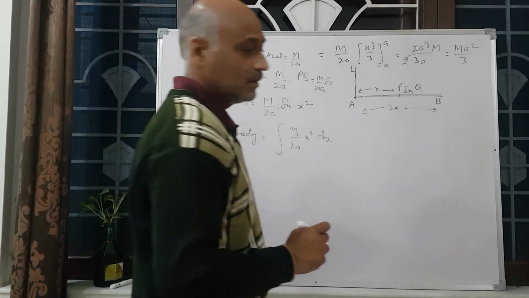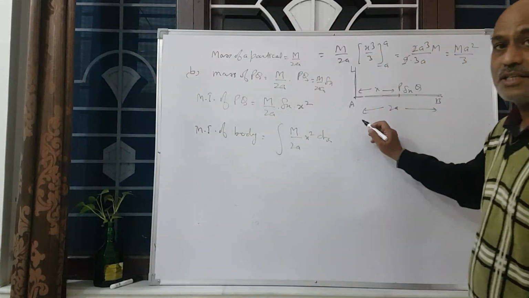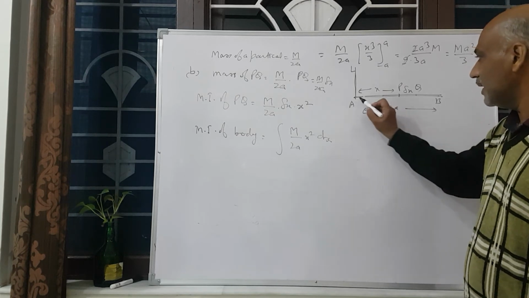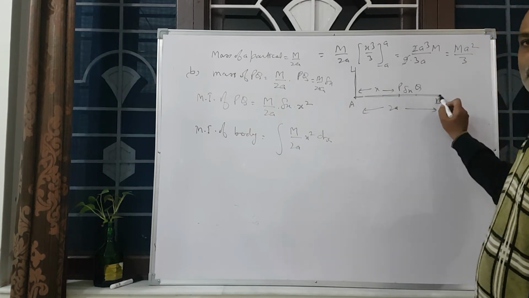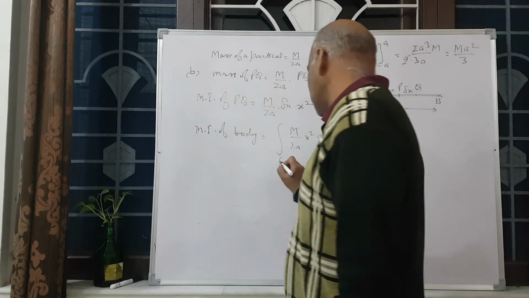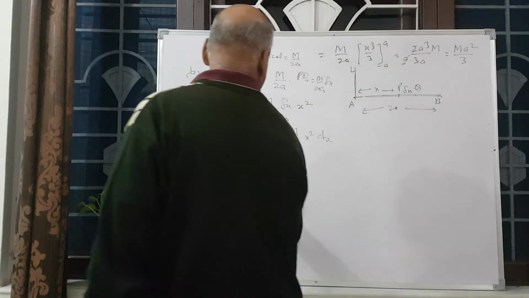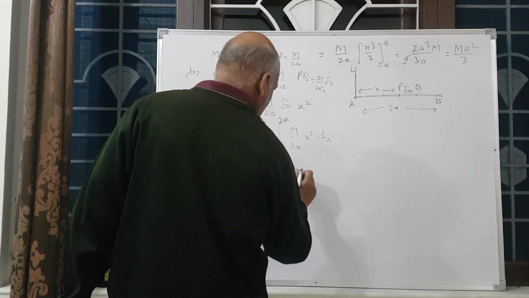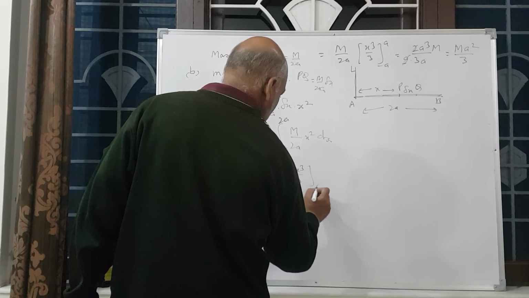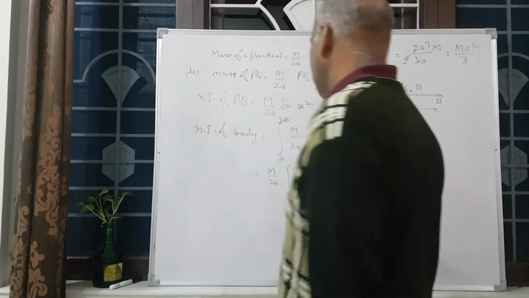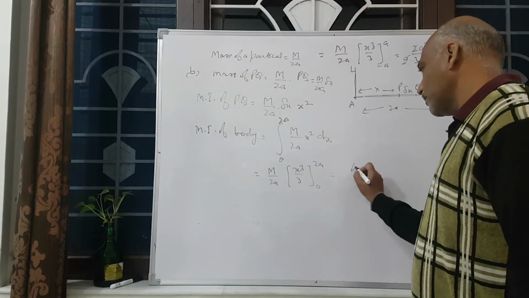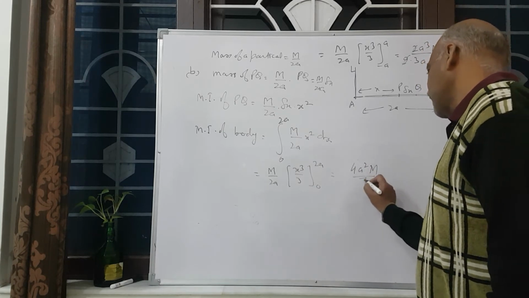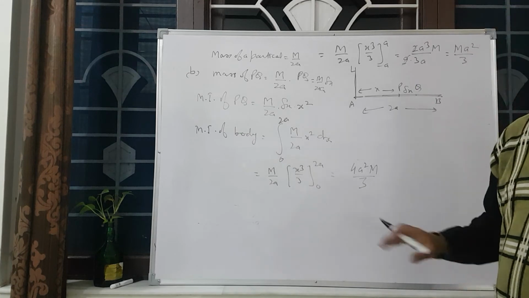So what is the limit? Only the limit changes here. In the previous question, x changed from minus a to a, but here x changes from 0 to 2a. So m upon 2a into x cube by 3, from 0 to 2a, means 8 a cube by 3, giving 4 m a square by 3.